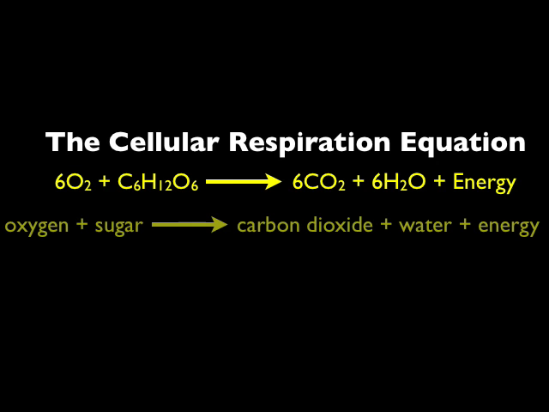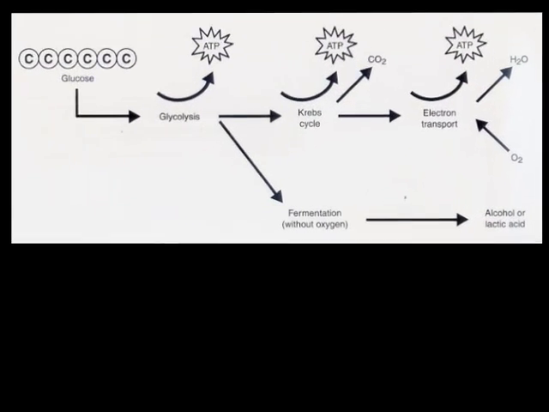In this reaction, our two reactants are oxygen and sugar, specifically glucose, which has a formula of C6H12O6. The products of this reaction are carbon dioxide, CO2, water, H2O, and energy. The energy that's released as the result of cellular respiration is heat. This is what gives us a nice, steady body temperature of 98.6 degrees Fahrenheit, or 37 degrees Celsius.